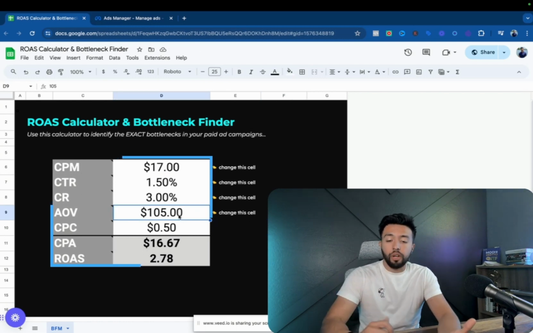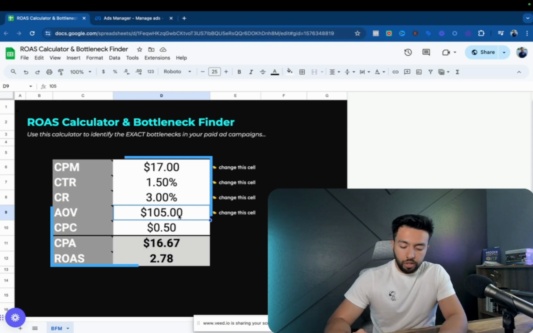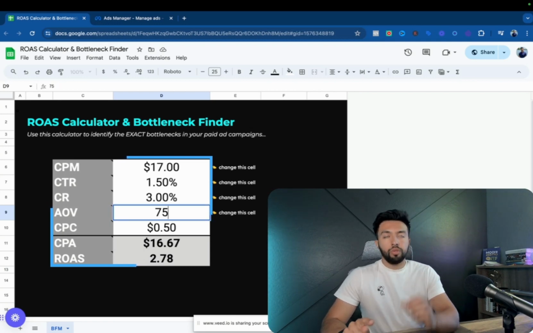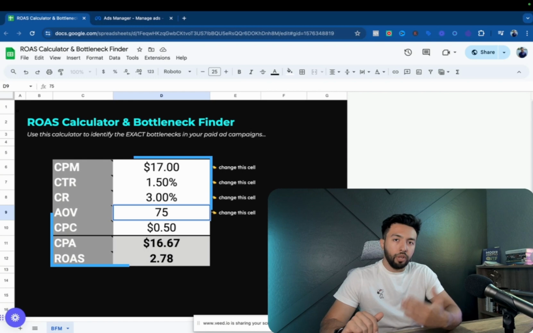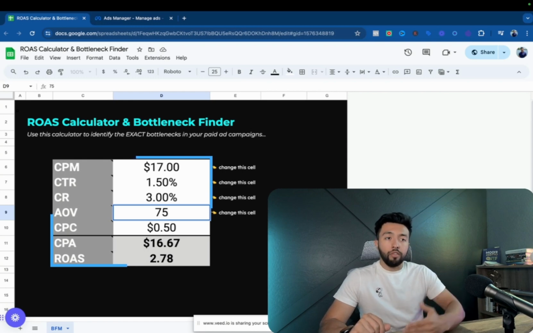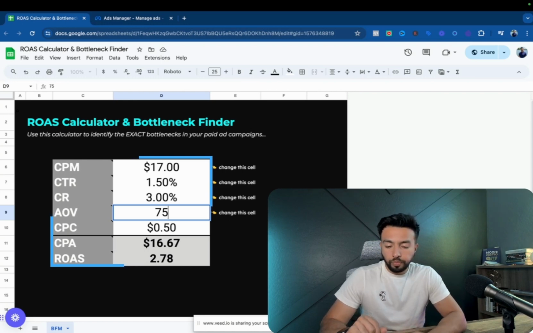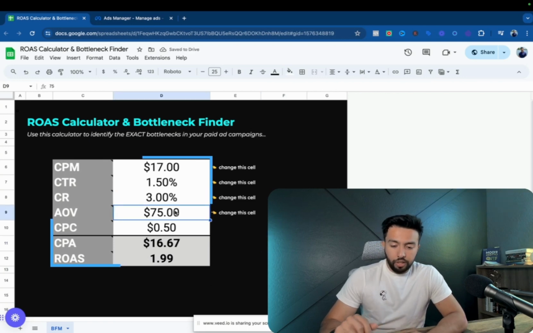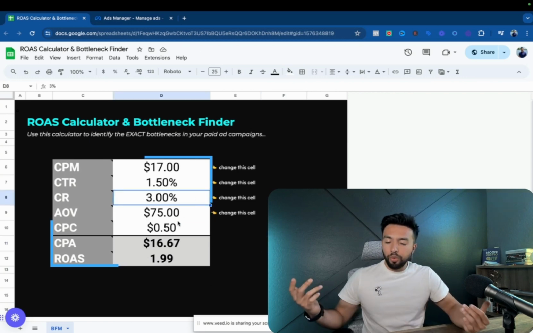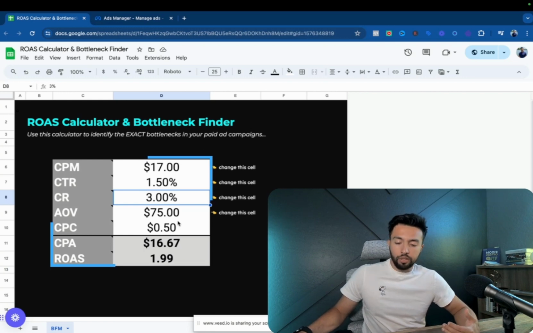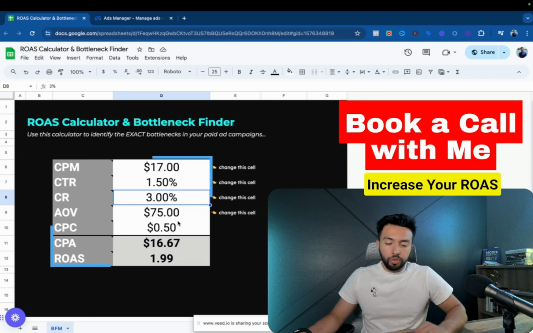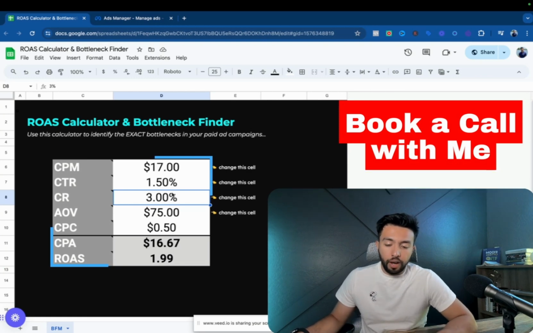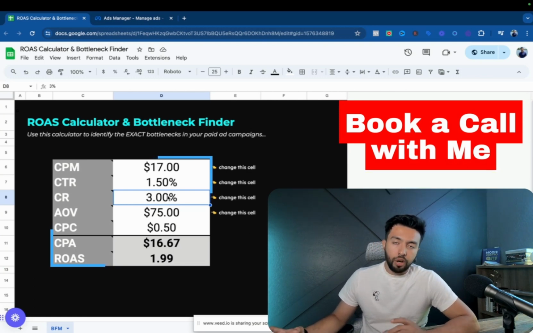Let's just say your average order value was less than $100. Let's just say it was 75, which makes it a lot more challenging to get profitable results from Facebook, unless it's a monthly membership or you have a really good LTV. So now it's at 2 ROAS. So how would you increase the ROAS with an average order value of $75? This is more challenging because you would have to have a high conversion rate, high CTR, and a low CPM.